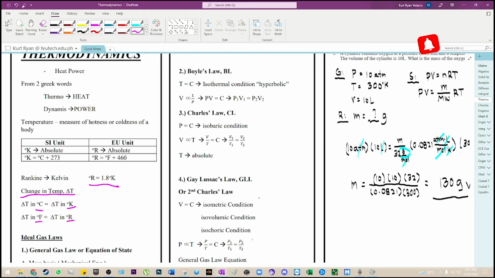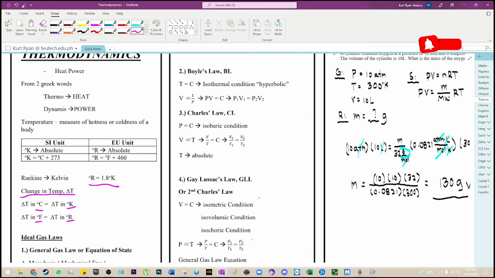You can also say that there is no change in temperature. Therefore, delta T, or change in temperature, is equal to 0 since the temperature is constant. So we can say here that volume is inversely proportional to the pressure. So it will become PV is equal to C, the product of pressure and volume will be constant. And you'll have your P1 V1 equal to P2 V2.